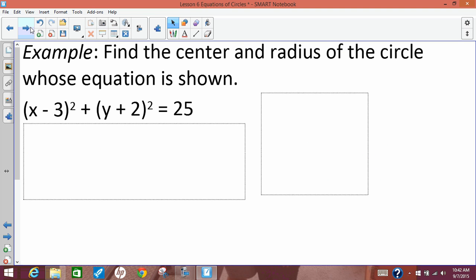So pause. Seriously, pause. Make sure you try this. Make sure you write the standard form of the circle. Write it every time. You'll never forget it. And then press play and check your answer.